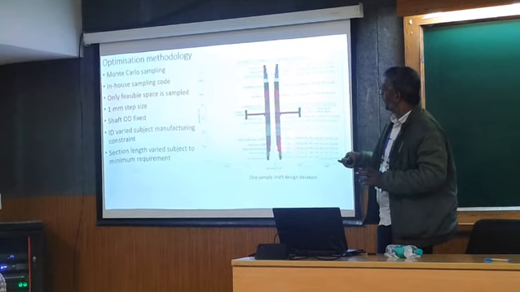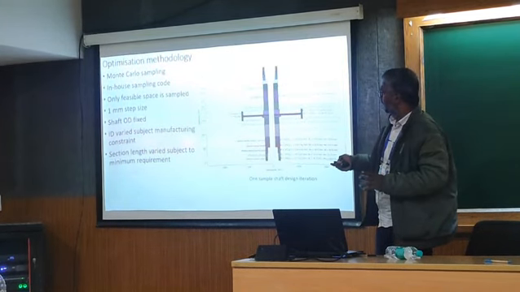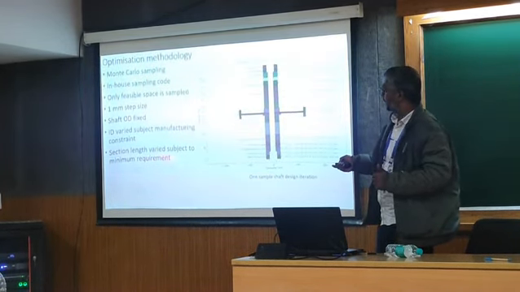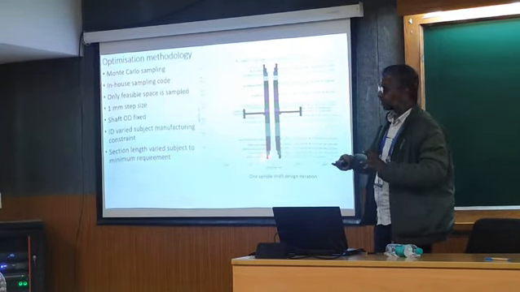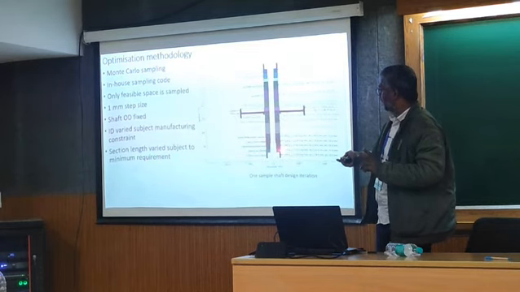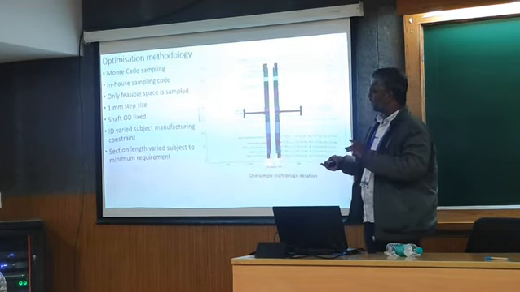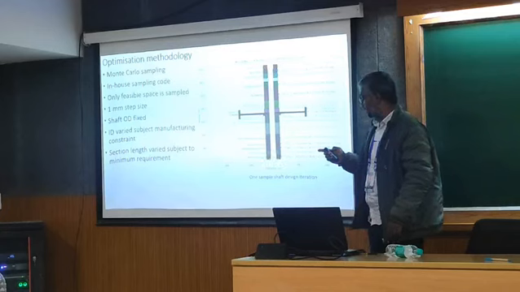Shaft OD we are not changing, it is fixed. ID is subjected to manufacturing constraints that I explained earlier. Section length is varied subject to minimum requirement. Say for sensor targeting I need 10 mm, I am keeping 10 mm as a minimum length and then optimizing on the higher side.